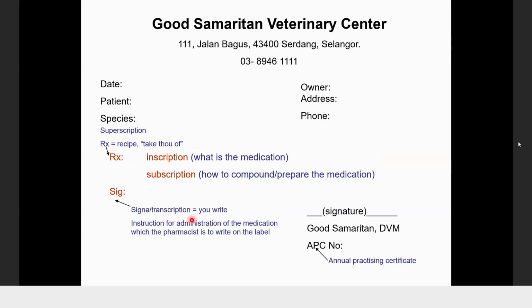It's a transcription, which means you write the instruction for administration of the medication, which the pharmacist is to write on the label. So all this information must be there when you write a prescription, and then the signature and the APC number.